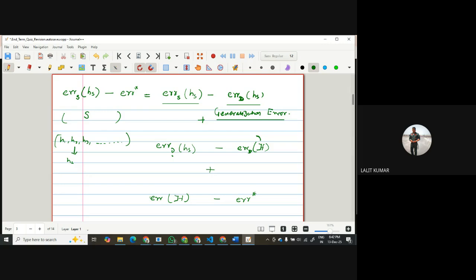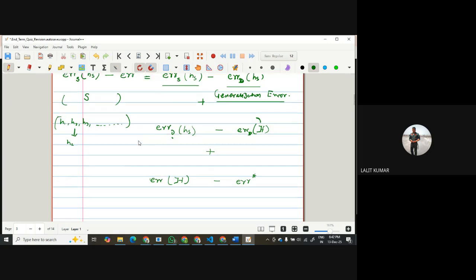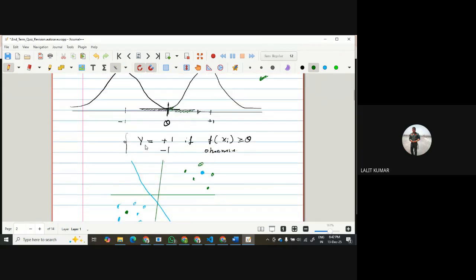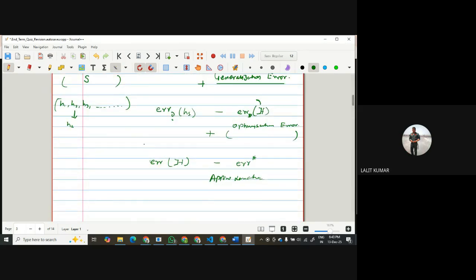This is known as, can somebody tell me this? What is the name of this? Approximation error? No, estimation. Professor had covered this, I'll just show you from the notes. Yes, this is estimation error, which is also known as optimization error. And the last error is known as approximation error. Now we will see this one by one.